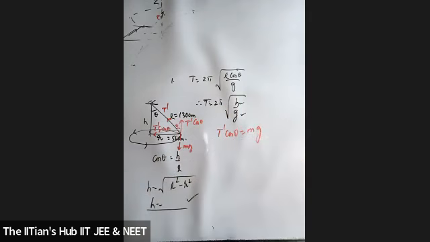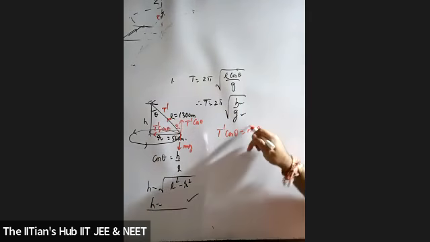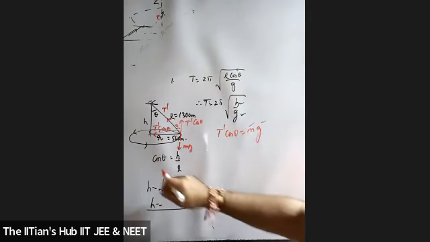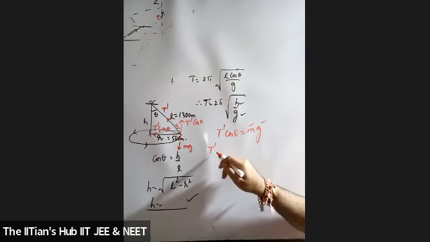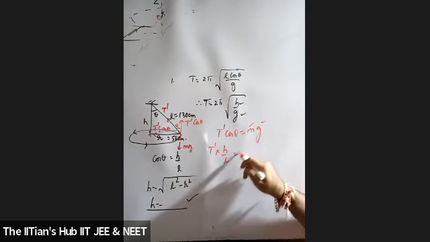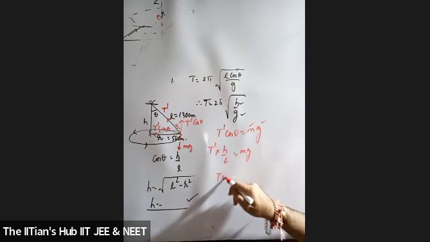Why not? Is the mass of the body given to you? Yes, mass is given to you. g I know. And what is cos theta? h by L, also I know it. I got h, students. So can I say T dash into h by L is equal to mg? Can I get the value of tension? So it's 2.123 Newton. Absolutely correct.